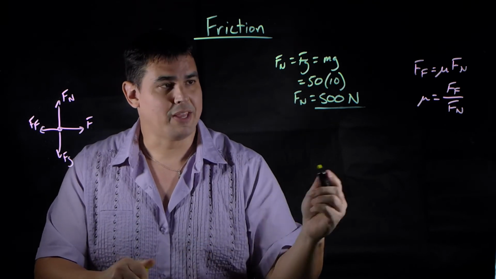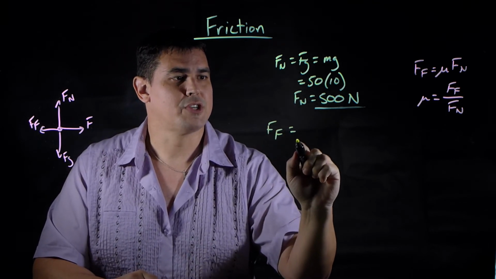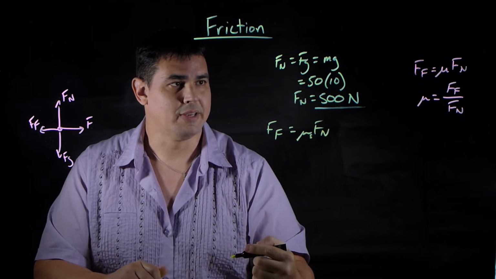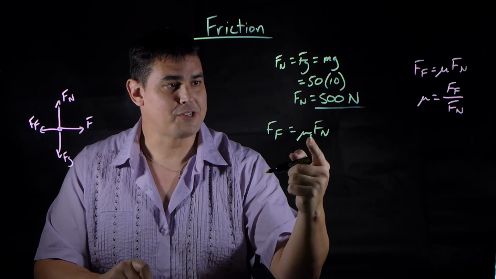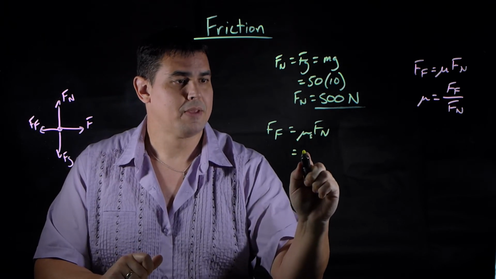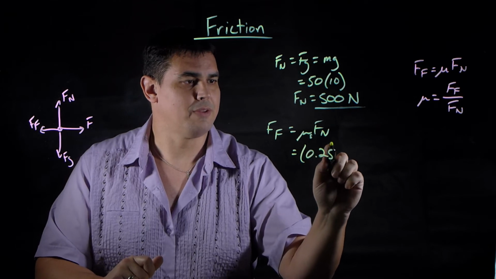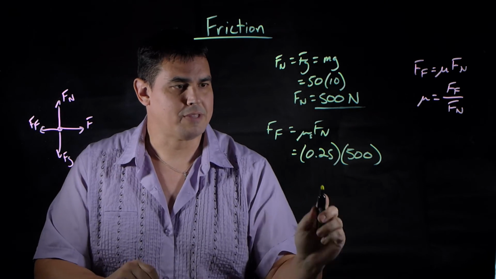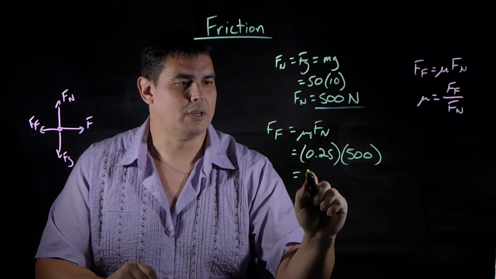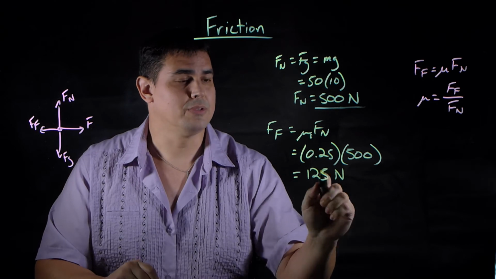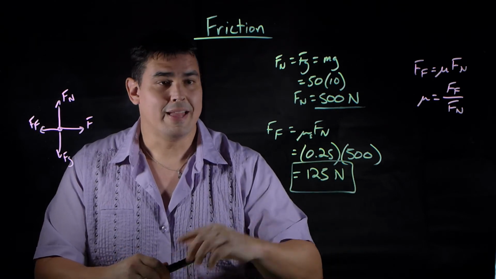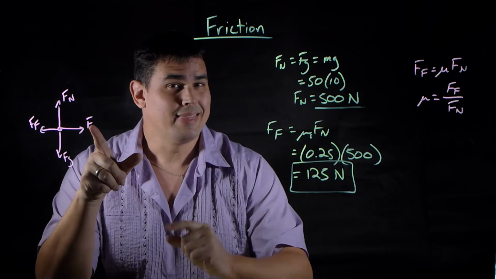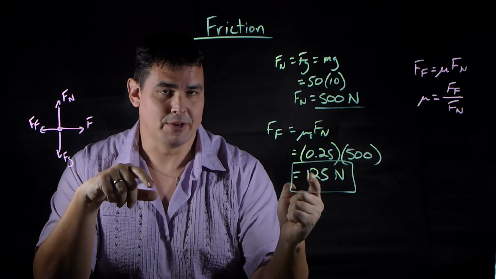If I want to get the frictional force, it is the coefficient of static friction times the normal force. The problem tells me that my coefficient of static friction is 0.25. So my frictional force is going to be 0.25 times my normal force, which was 500. So 0.25 times 500 gives you 125 newtons. That's the biggest the frictional force can be. So if I push on this side with 100 newtons, that doesn't mean that the frictional force is going to be 125. That wouldn't make any sense.